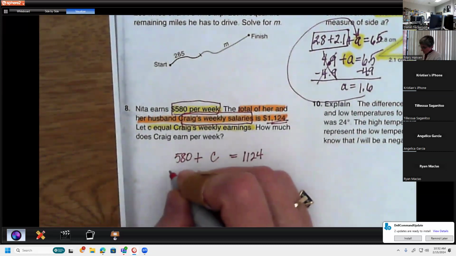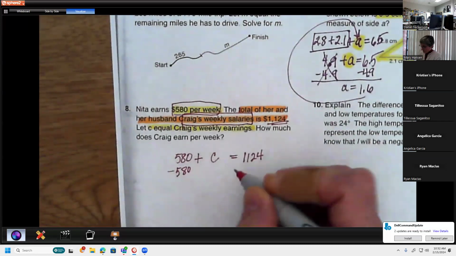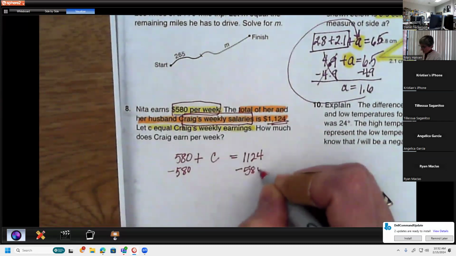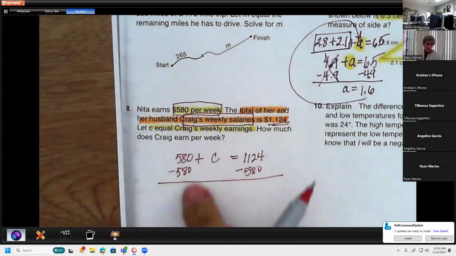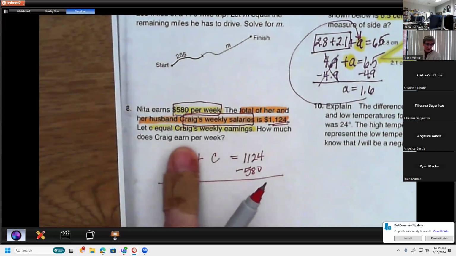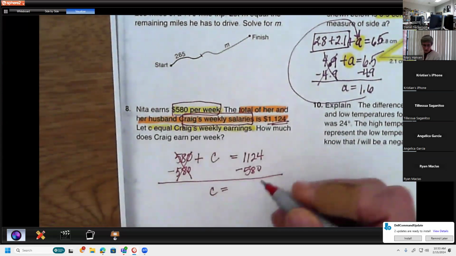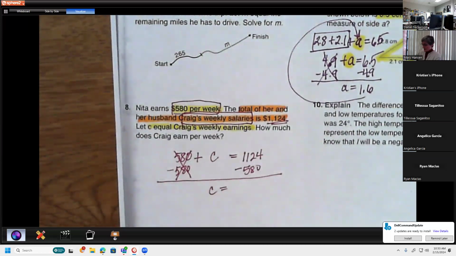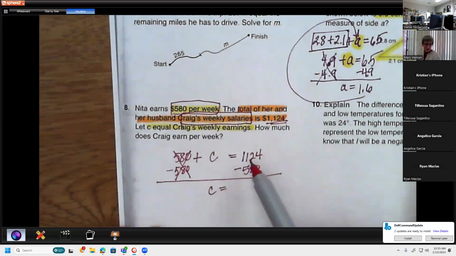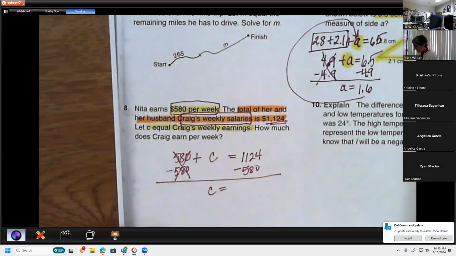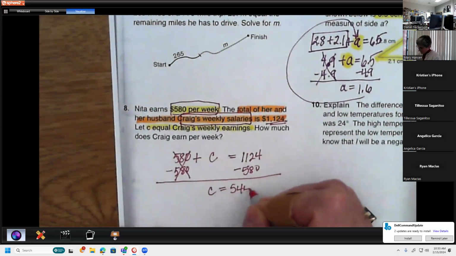And so to get rid of that 580 to find out how much he makes, we want to subtract it off. We want to get rid of this so that we have C equals some number. The way to get rid of it is to subtract it because that makes 0. And all that's left now on the left-hand side is C. And it says that C should be equal to whatever 1124 minus 580 is, which my calculator says is $544.